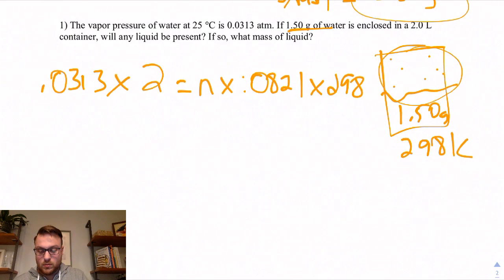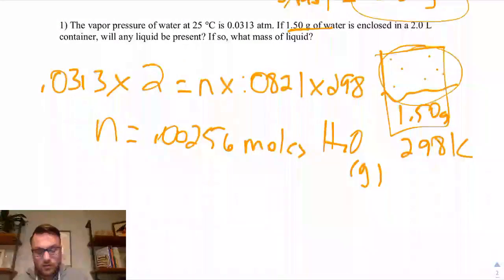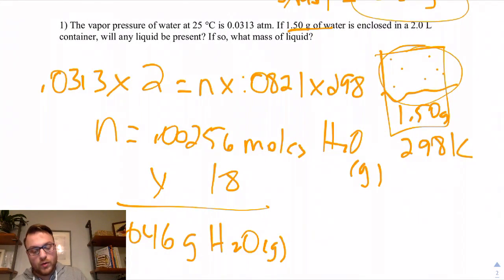Multiply that by 18, because that's how much water weighs, and you will get 0.046 grams of water as a gas. So, will any liquid be present? Yes. How much liquid? Well, you had 1.5. 0.046 has evaporated, and so you are left with 1.45-ish grams.